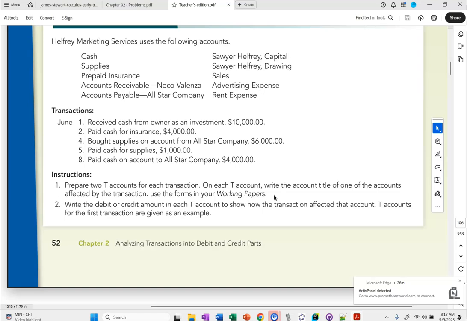So I think about it like the accounting equation, right? We're still doing the same thing, we're just doing it in different places.